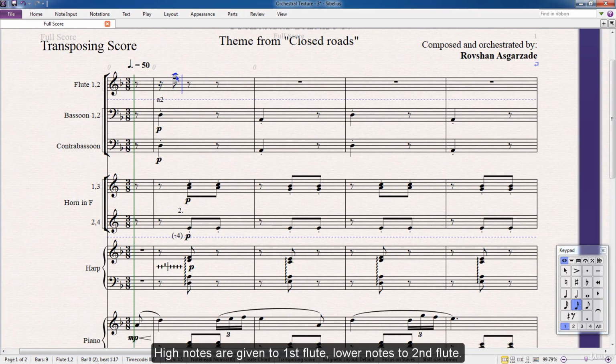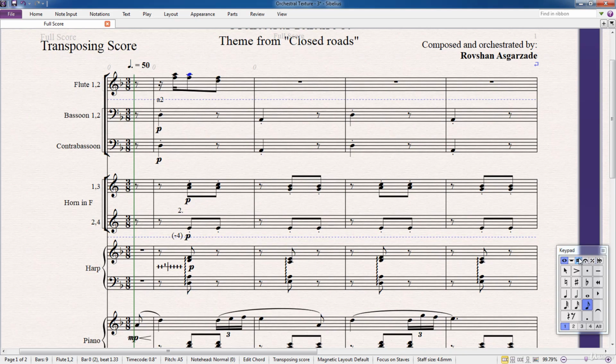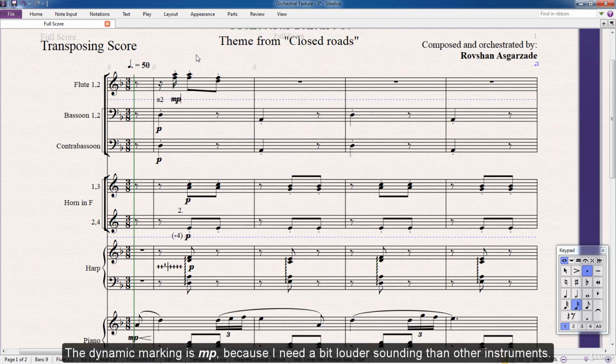High notes are given to first flute, lower notes to second flute. I'm adding the staccato. The dynamic marking is mezzo piano because I need a bit louder sound than other instruments.